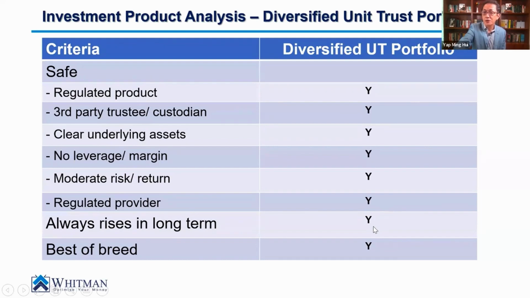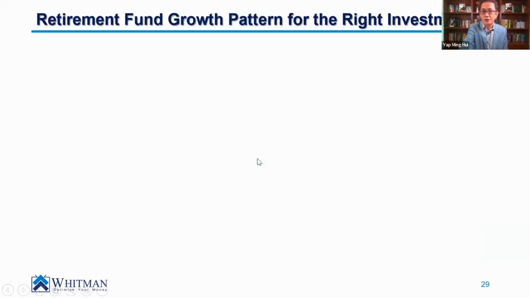And if you use the reference of this MSCI All Country, you'll be able to match it to make sure it always rises in the long term. And you can do some research to choose the best of the funds. So these are just examples of how I use the criteria, how I use the SRB Standard to evaluate different investments, to see how comfortable you are to put those investments into your hard-earned and supposed to be very safe retirement asset.